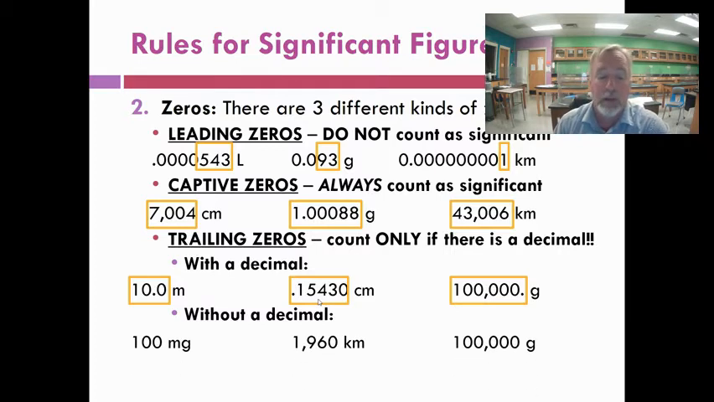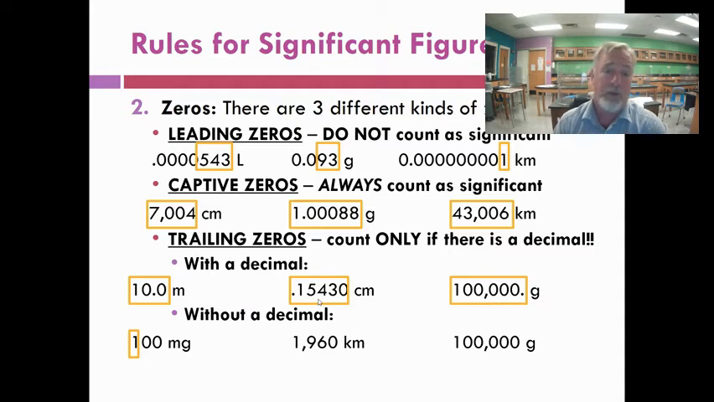So let's look at these examples. 100 milligrams, no decimal, no count for that trailing zero. There's only one significant figure here. So at 100 milligrams, if our tool can only read to the hundreds, what's the next thing our tool could tell us? 200 milligrams, because it can only tell us that hundreds position. It can't tell us the 10s or the 1s. So the next measurement we would get from this tool would be 200 milligrams.